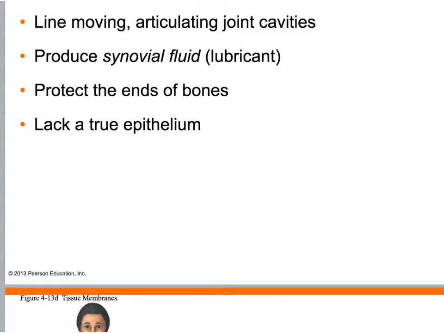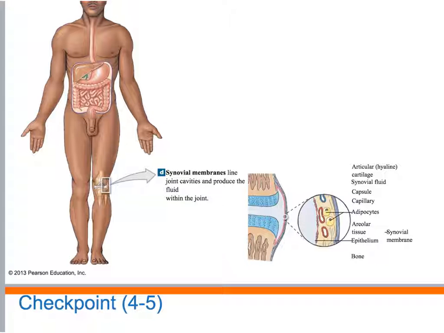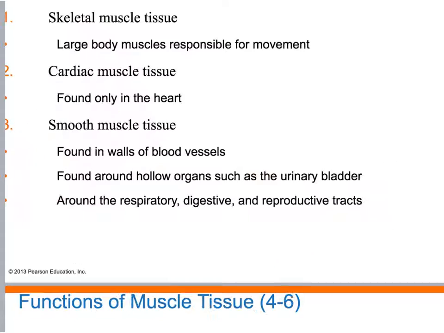Now we have the synovial membrane. It lines moving, articulating joint cavities. It does produce synovial fluid. It's a lubricant, and it protects the ends of the bone. This shows you the synovial membranes in the joint cavities.